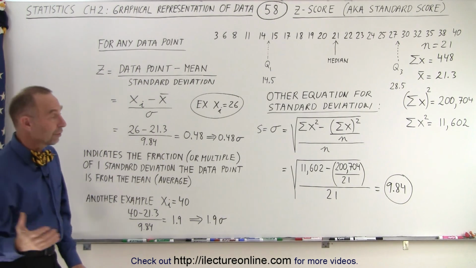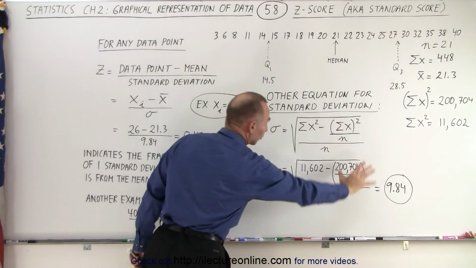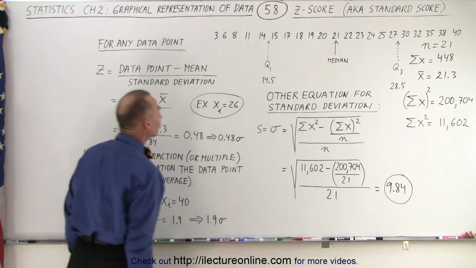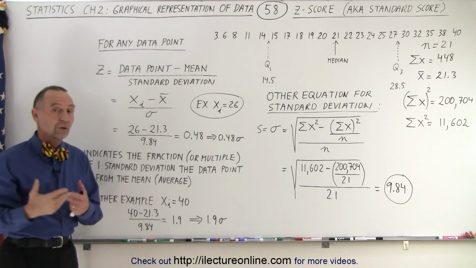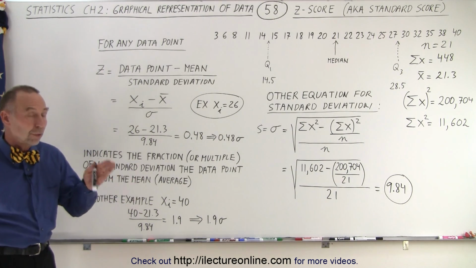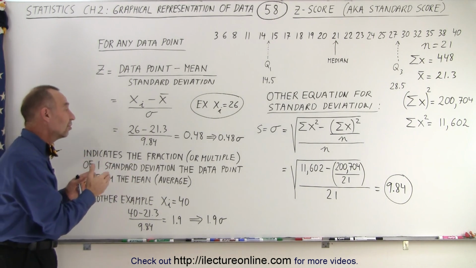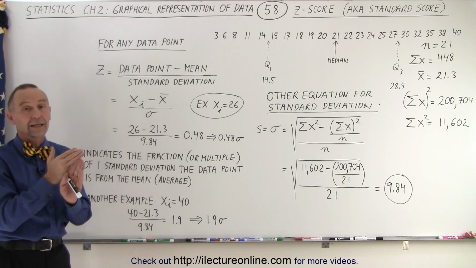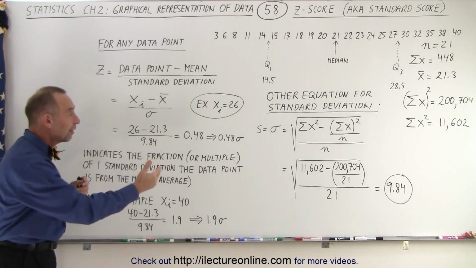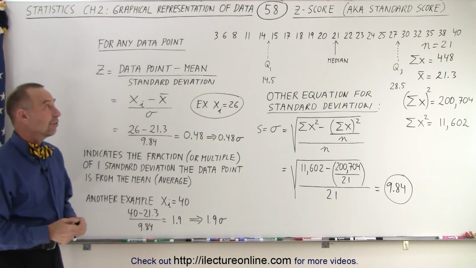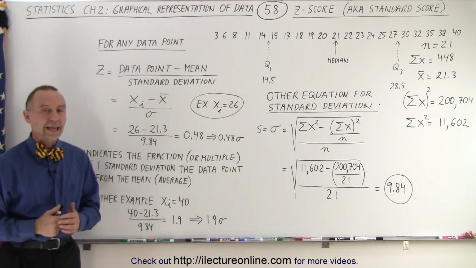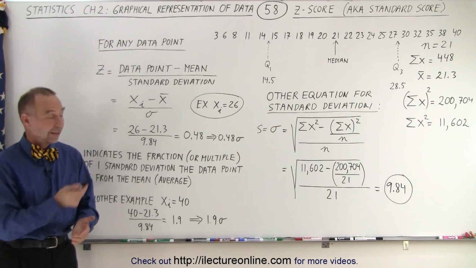So here, some useful information. First of all, a nice shortcut method to find the standard deviation, then the way to find the z-score, and then to interpret the z-score, it simply means what fraction or multiple of the standard deviation the data point in question varies from the mean or is distanced from the mean. Very important information about standard deviation and about the z-score, and that is how it's done.